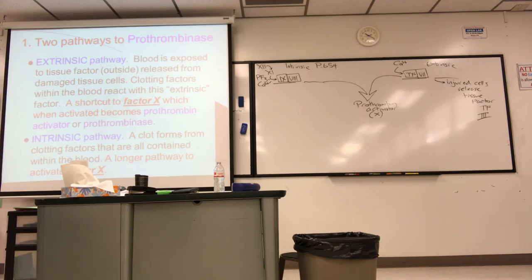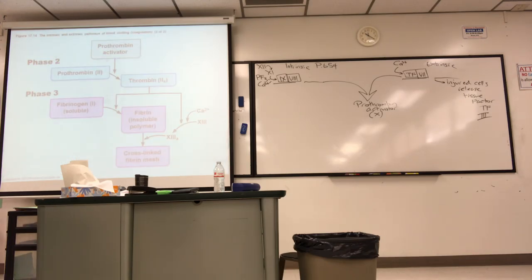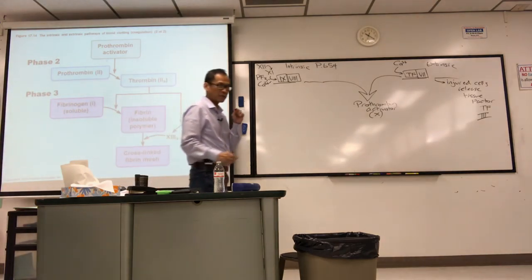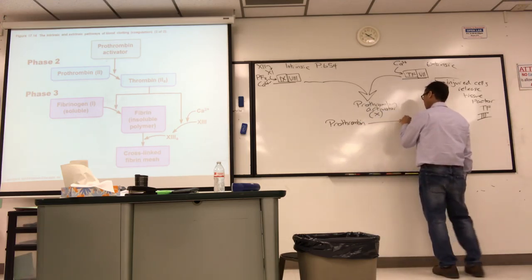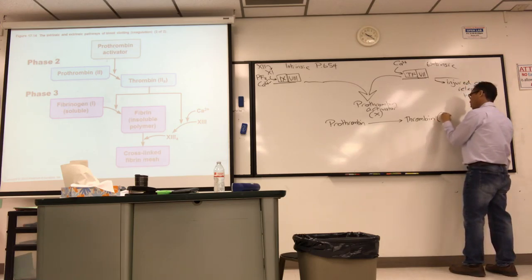So far we've talked about mostly intrinsic, extrinsic pathways. When blood is exposed to tissue factor, which is outside the blood, hence the term extrinsic, the flowing blood normally doesn't see the tissue factor. So when it does, think of this as a shortcut to factor 10. Okay, the intrinsic pathway, all of those clotting factors are within the blood. Blood can clot all by itself on the benchtop, okay? You don't need to see the tissue factor. So this pathway, basically, it's just a longer pathway to get to factor 10. Extrinsic pathway a little bit faster. But both pathways converge to the common pathway to get the prothrombin activator, which will convert prothrombin to thrombin, which is known as factor 2. Roman numeral 2.